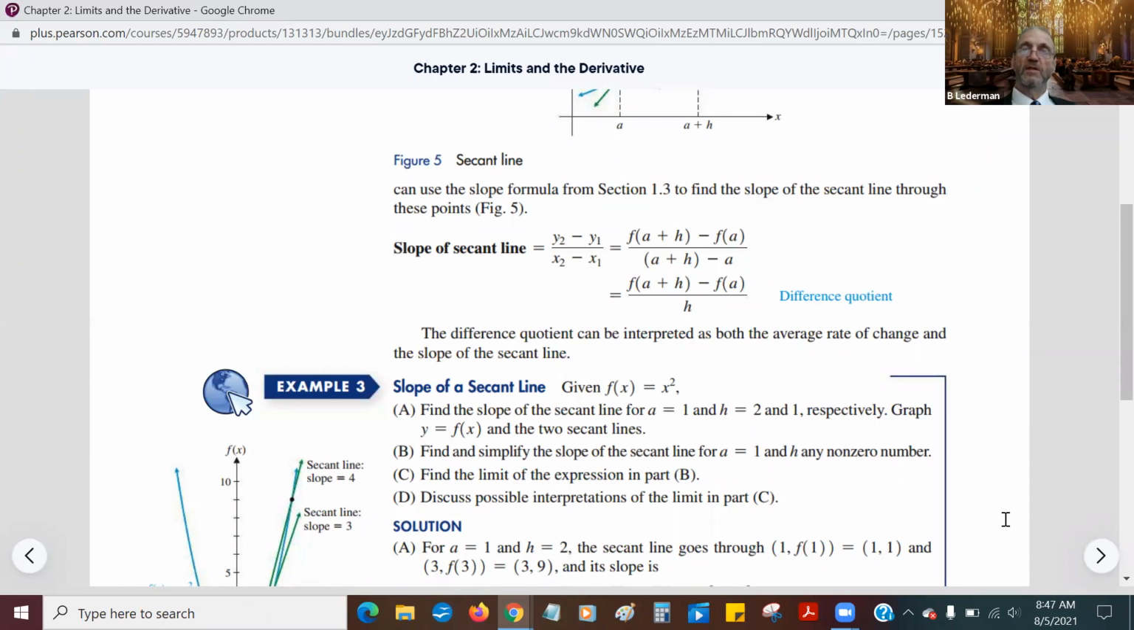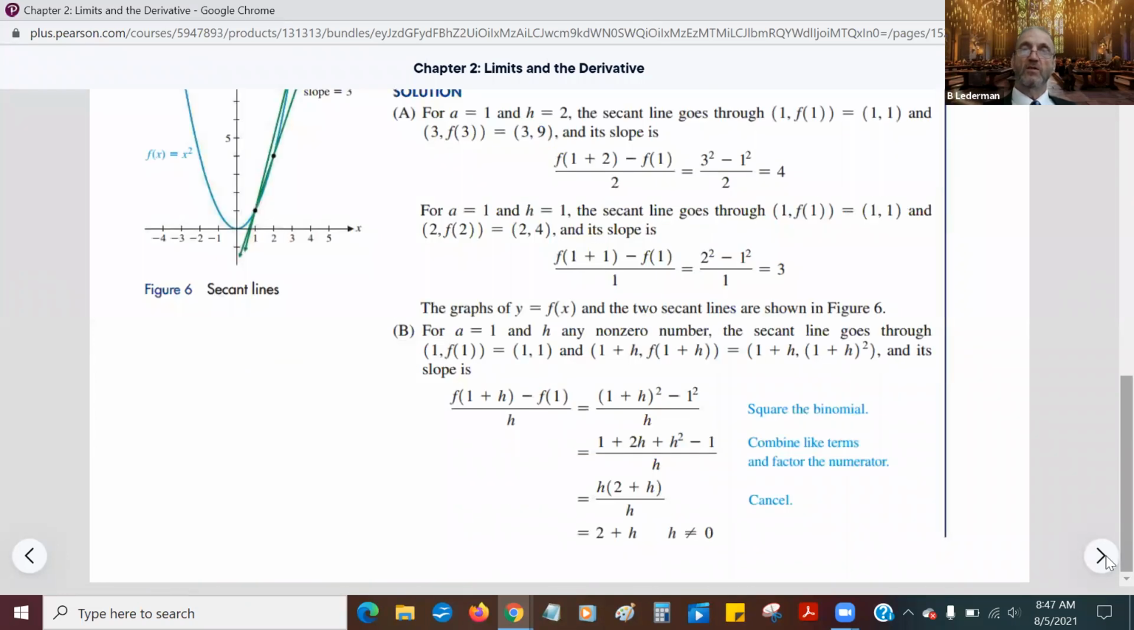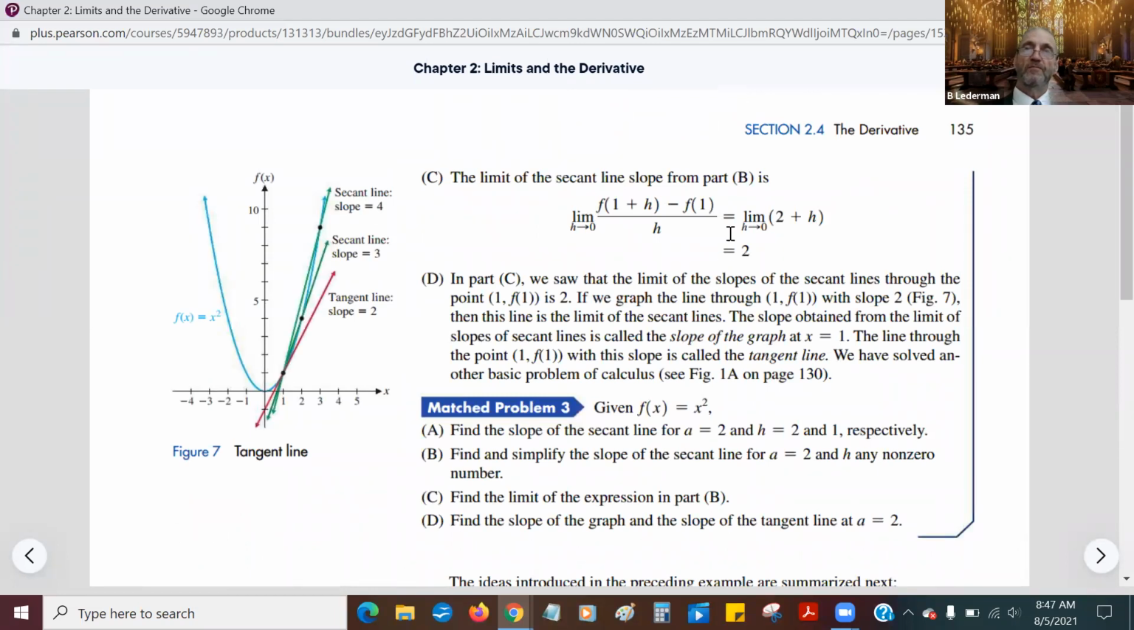So C, find the limit, and then D, discuss the interpretation of it. So the limit is going to be 2, of course, because the h just goes on vacation. I'm left with the 2. And D, the interpretation is that this will be the slope of the tangent, because as the points of intersection of the secants get closer and closer, the secant kind of becomes the tangent line.